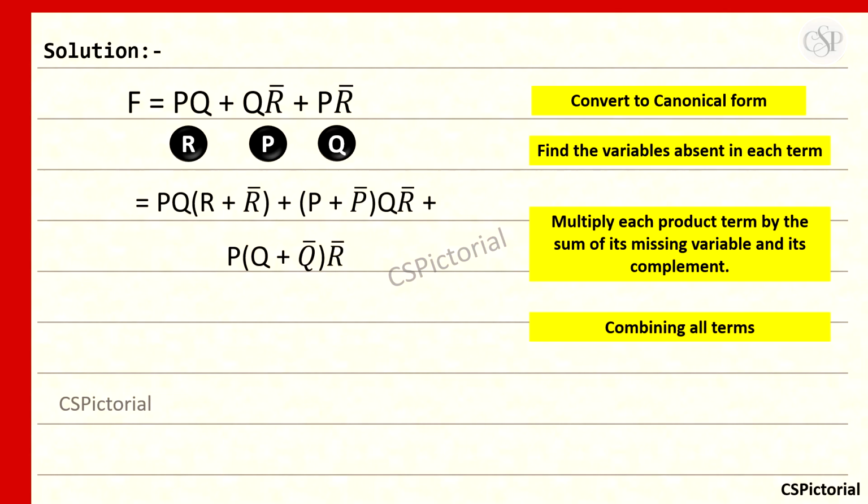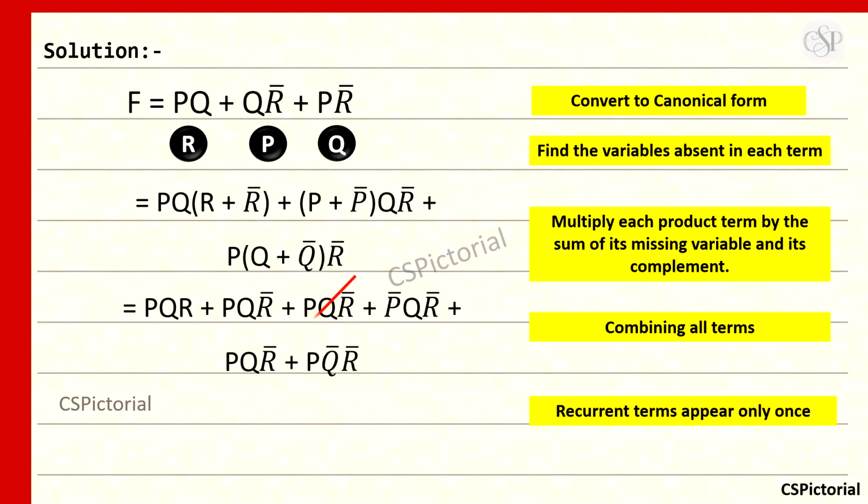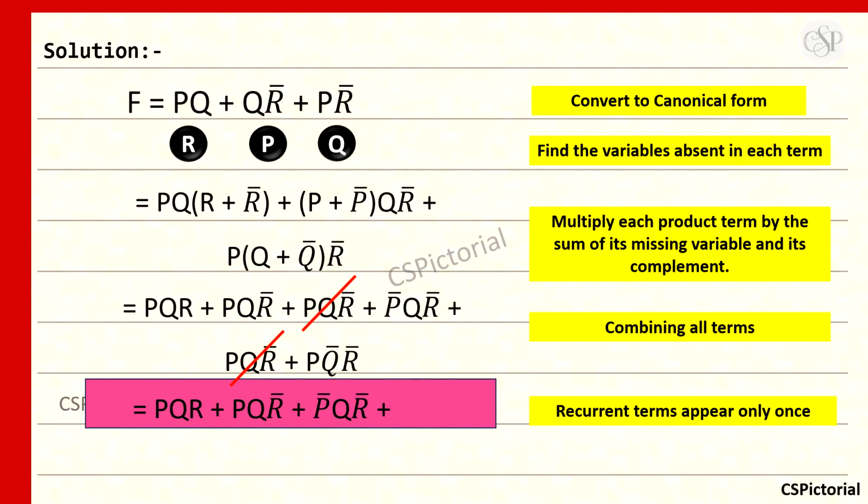The expression now becomes PQR plus PQR bar plus PQR bar plus P bar QR bar plus PQR bar plus PQ bar R bar. Cancel out recurrent terms, making the final expression PQR plus PQR bar plus P bar QR bar plus PQ bar R bar. This is the final canonical SOP expression.